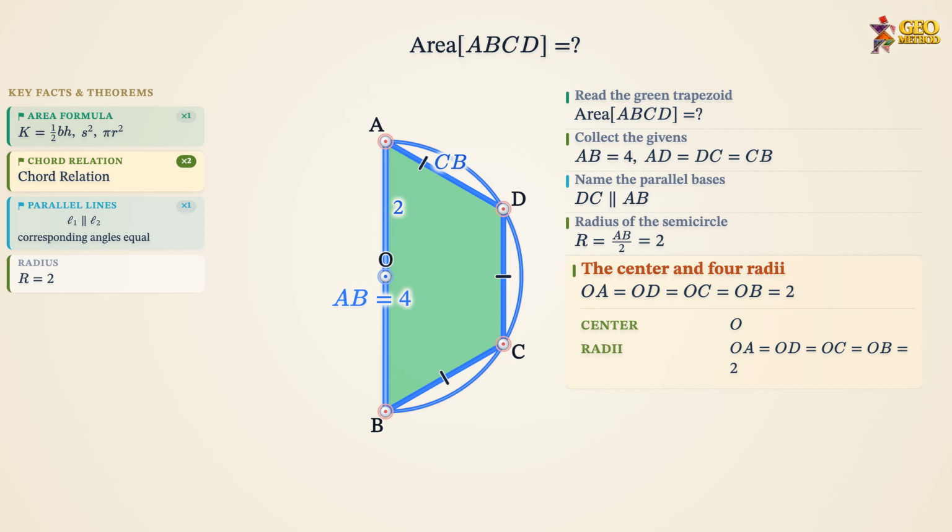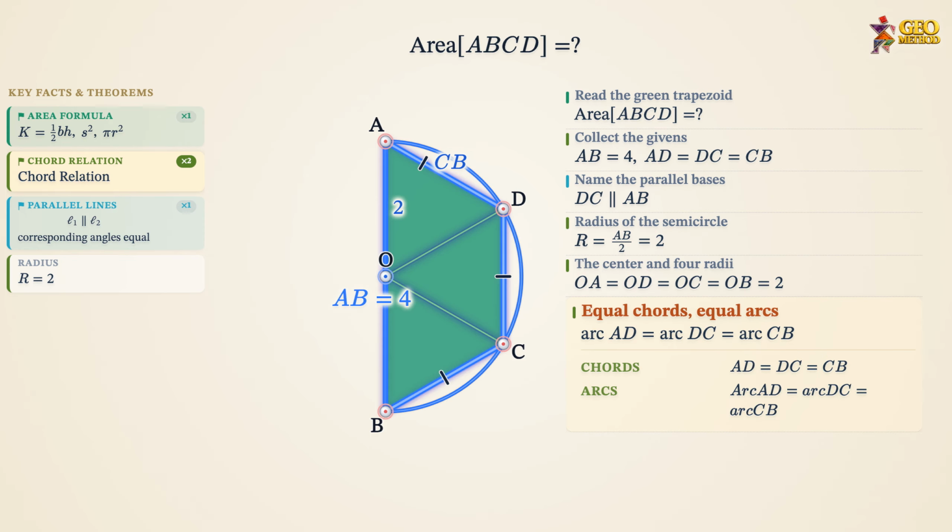The center O is the midpoint of segment AB. Every vertex on the arc is a radius away from O, so segment OA, segment OD, segment OC, and segment OB are all radii of length 2. Those equal radii are what let us talk about central angles next.